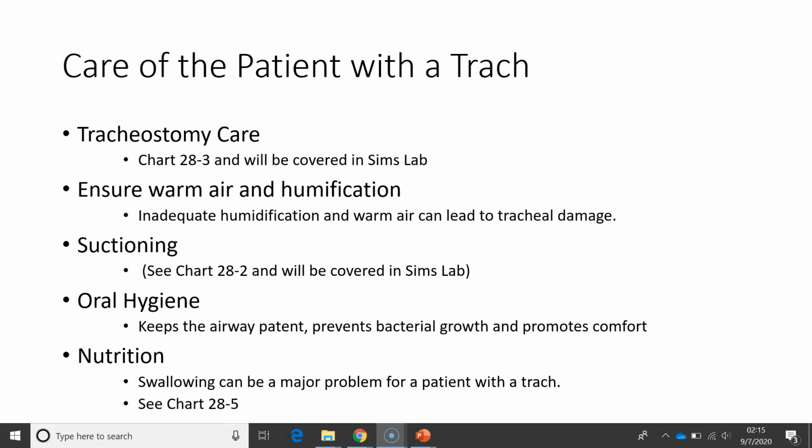Nutrition: swallowing can be a major problem for a patient with a trach, and see the chart on page 28.5. Again, swallowing can be a major problem for a patient with a trach, and we should look at the chart on 28.5.